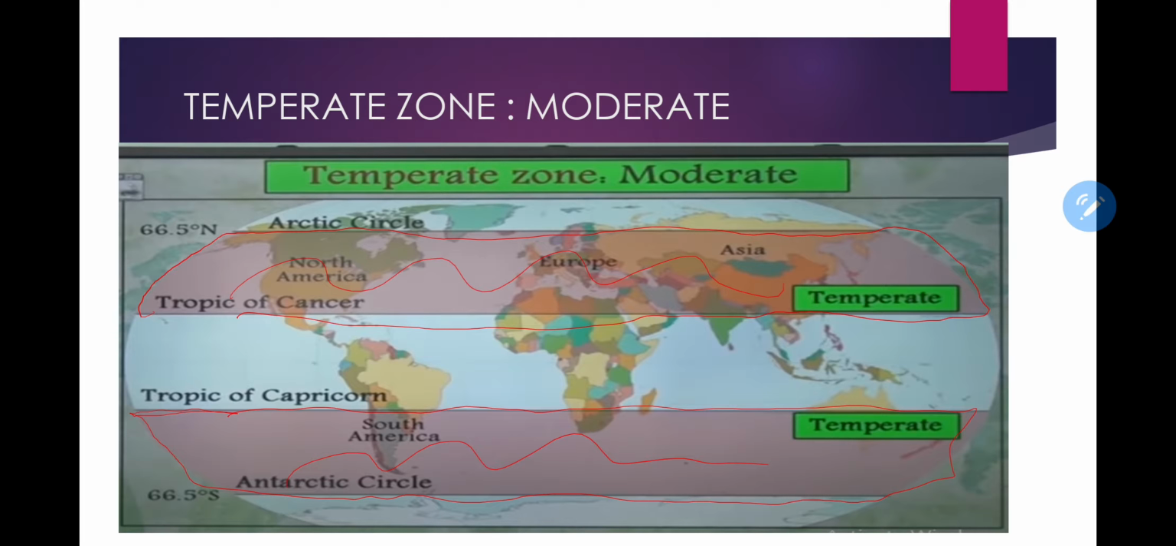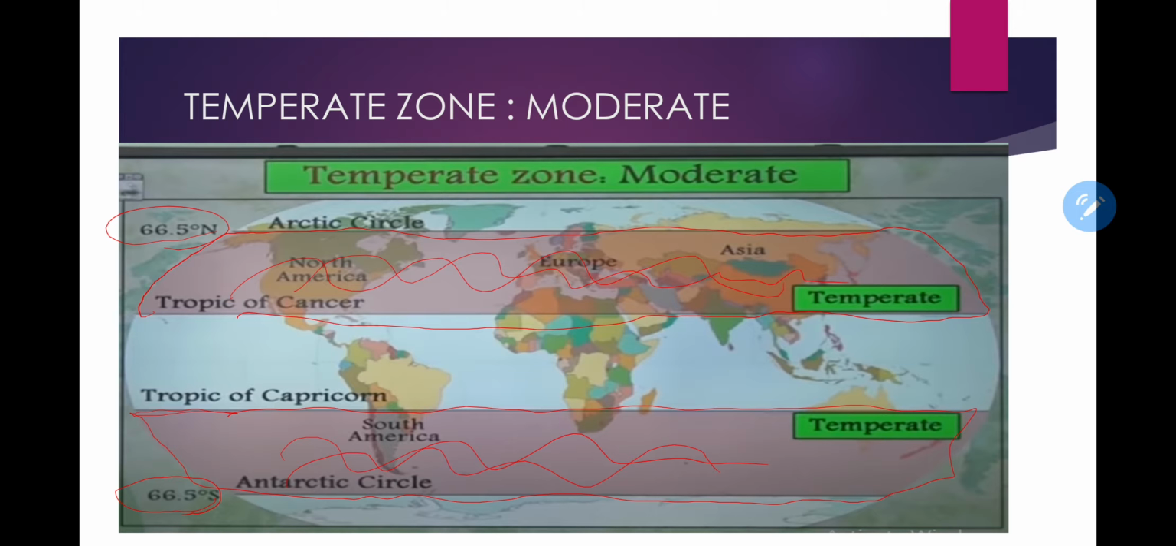The region located between the Tropic of Cancer 23.5 north and the Arctic Circle 66.5 north in the northern hemisphere, right? Over here 66.5 in the northern hemisphere and 66.5 in the southern hemisphere, right? The region between the Tropic of Capricorn 23.5 south and the Antarctic Circle 66.5 south. They both are called temperate zone. So this one is the northern temperate zone and this one is the southern temperate zone.